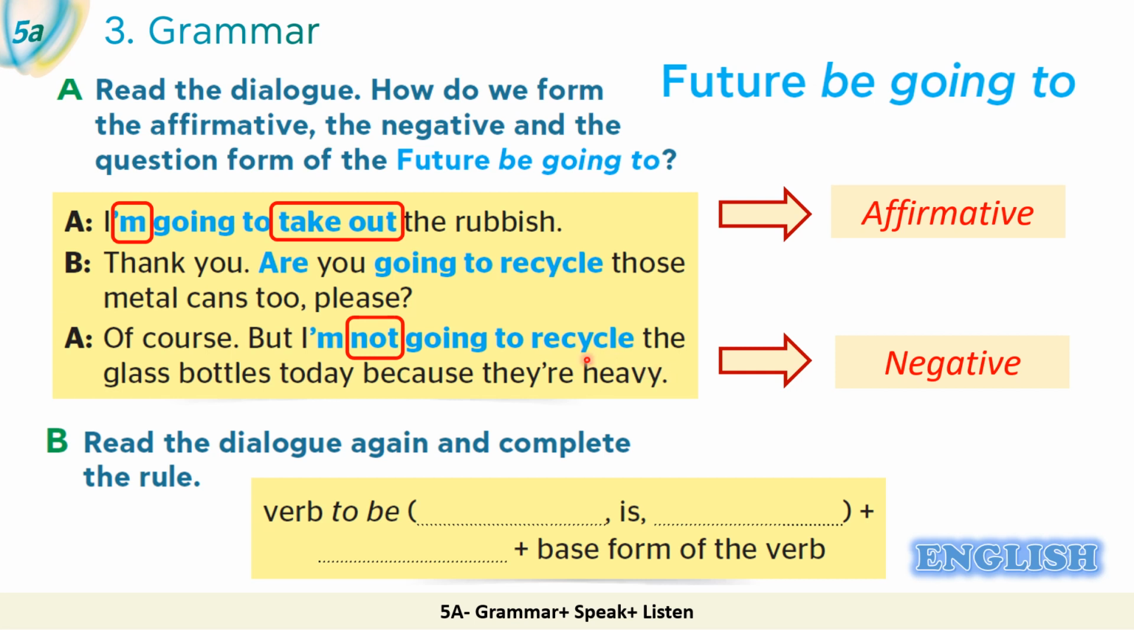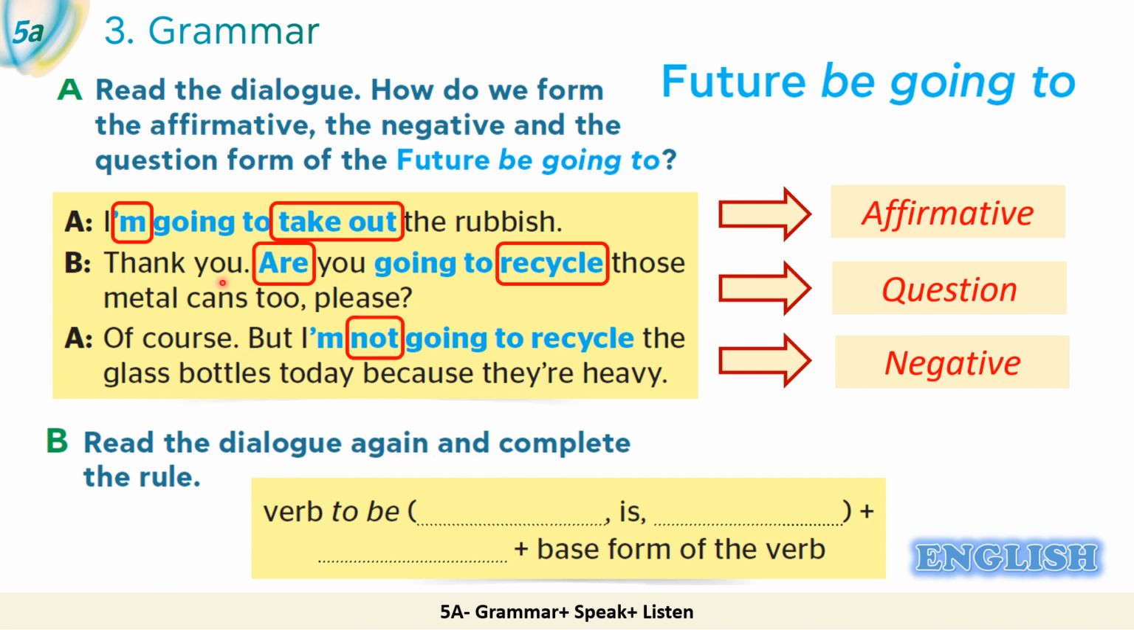Now, how about the question form? In the question form, we use the auxiliary verb be at the beginning, followed by the subject, then by going to and the base form of the verb. Well done. Now let's conclude the rule by moving to exercise B. Read the dialogue again and complete the rule.